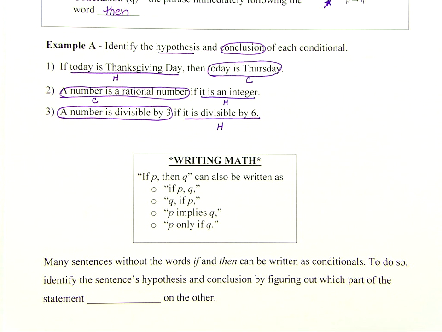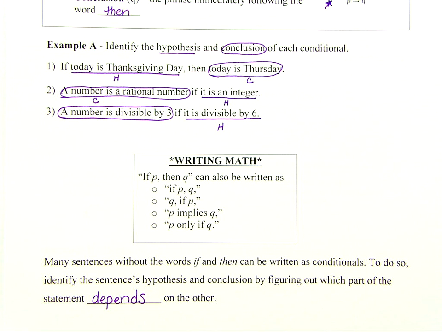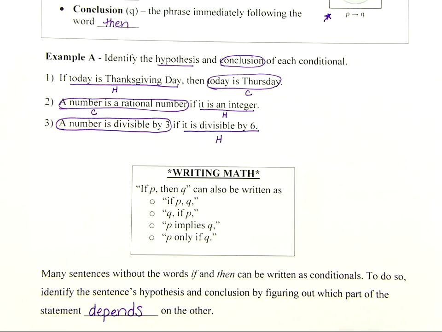Many sentences without the words if and then can be written as conditionals. To do so, we need to identify the sentence hypothesis and conclusion by figuring out which part of the statement depends on the other. So when we look at that, our conclusion is going to depend on our hypothesis. Let's take a look at page 2.